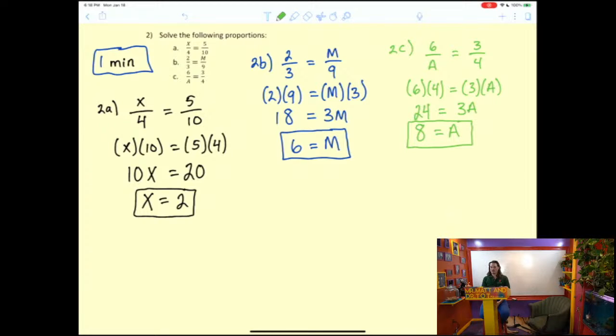So here, when we cross multiply, x times 10 is equal to 5 times 4. So we're going to get 10x is equal to 20. Dividing by 10, x has to be equal to 2.